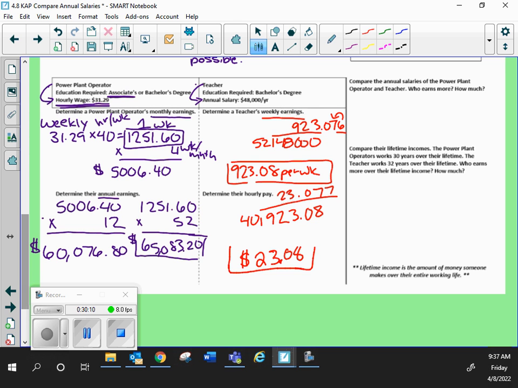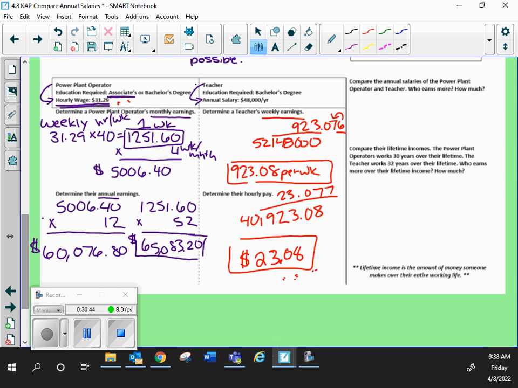Okay, because looking at this compared to the hourly rate of a plant operator, does it seem like that much of a difference? Not really up front. Yes, I can tell that there's a difference, but when you multiply that over the year's time, does that make a big difference? Absolutely. So always figure out and compare your things.